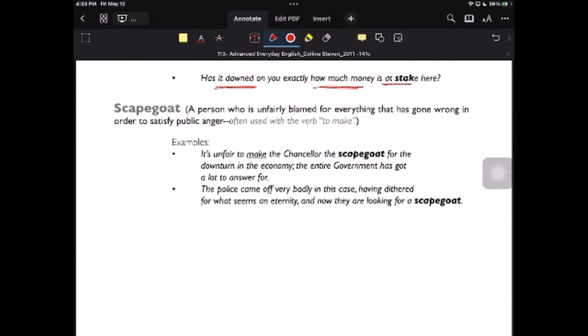A scapegoat: a person who is unfairly blamed for everything that has gone wrong in order to satisfy public anger. Oh, scapegoat. Like the victim. It's unfair to make the chancellor the scapegoat for the downturn in the economy. It's often used with the verb to make. The entire government has got a lot to answer for.